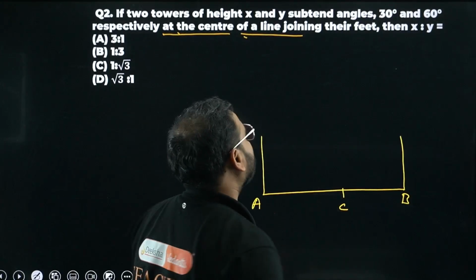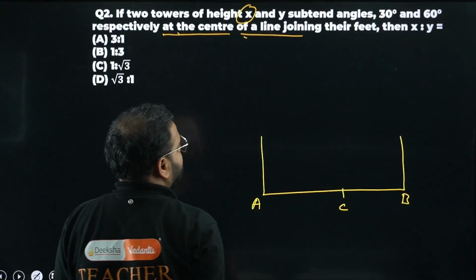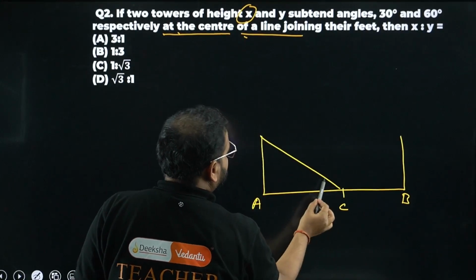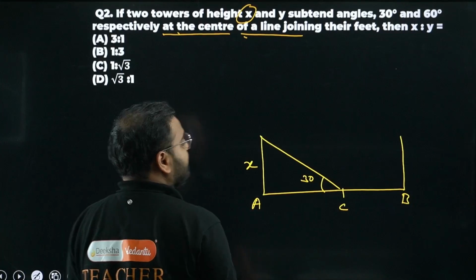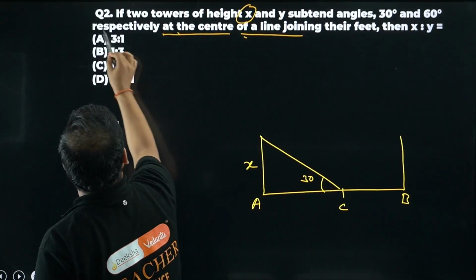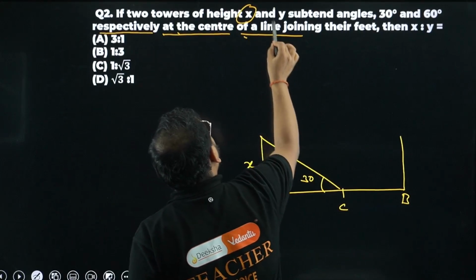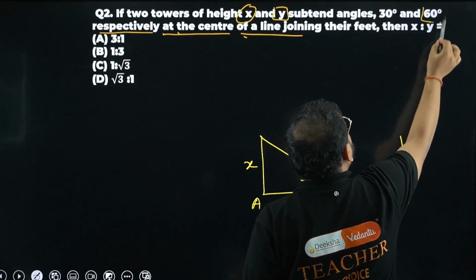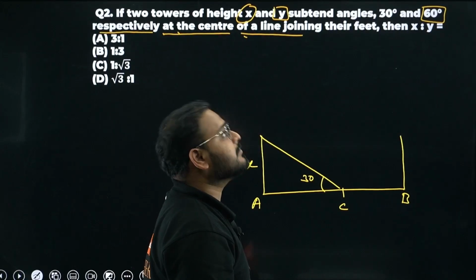At this point, what is happening? The angle of elevation is there. The first tower's height is X, elevation is 30. The elevation is more for the second. Why, sir, like this? They've written the word respectively, meaning in that order. The next tower's height is Y, elevation is 60. Elevation 60 means what? 30, I'm looking like this, right? 60 means like this.